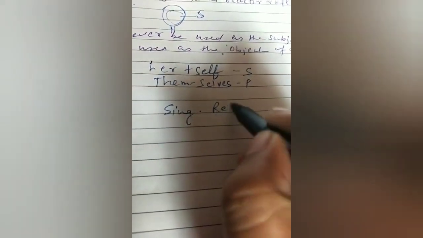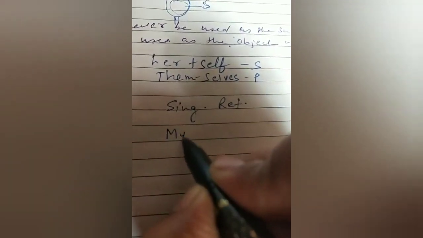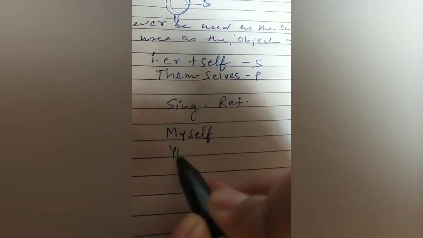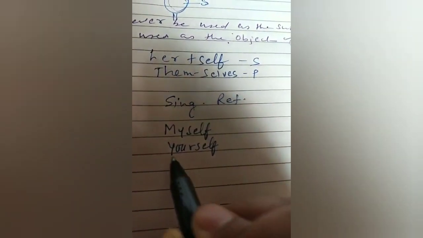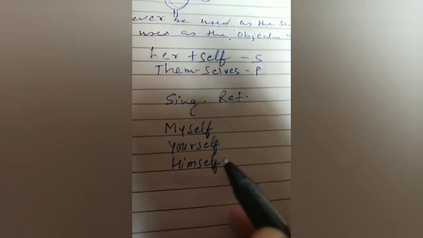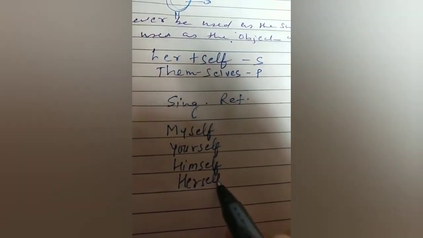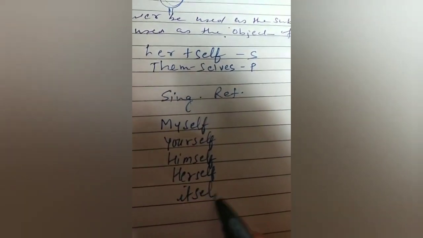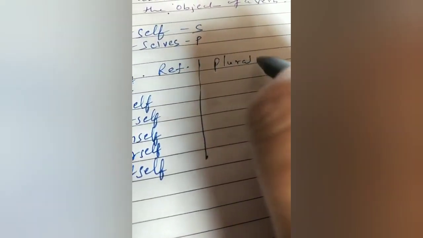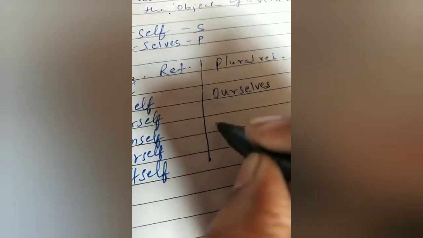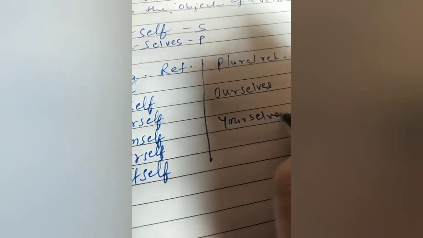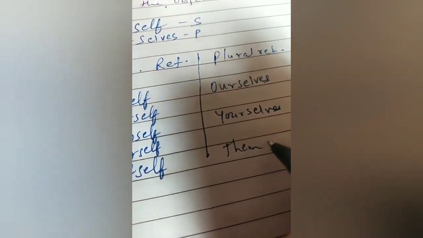So you can write the singular reflexive pronouns as myself, first person; yourself, second person; himself, herself, itself. And in the plural case, ourselves, yourselves, and themselves. I hope you have understood.